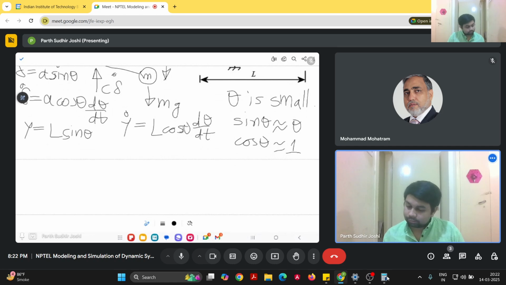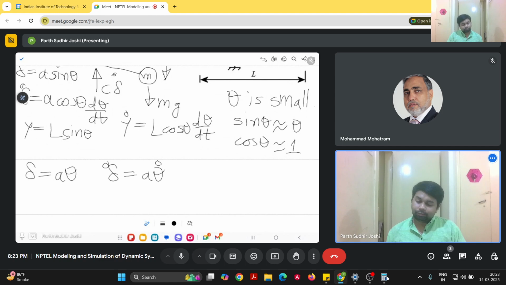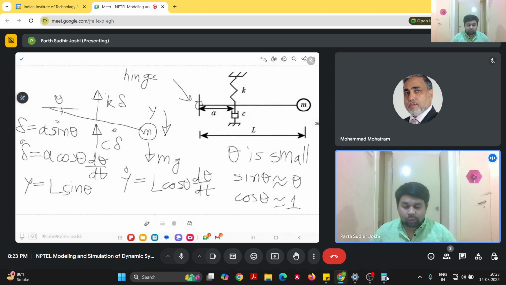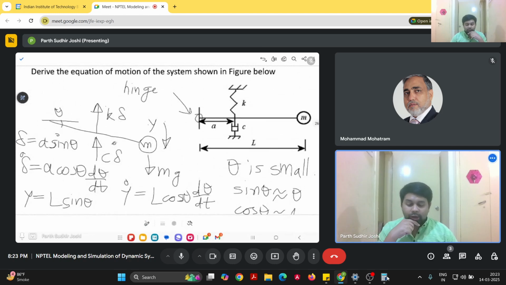So we get delta is a theta, and delta dot is a theta dot, and y is again nearly equal to L theta, and y dot is nearly equal to L theta dot. So these are the approximate equations for small angles. So this was the basic kinematics part, and now we will write Newton's second law for this system.